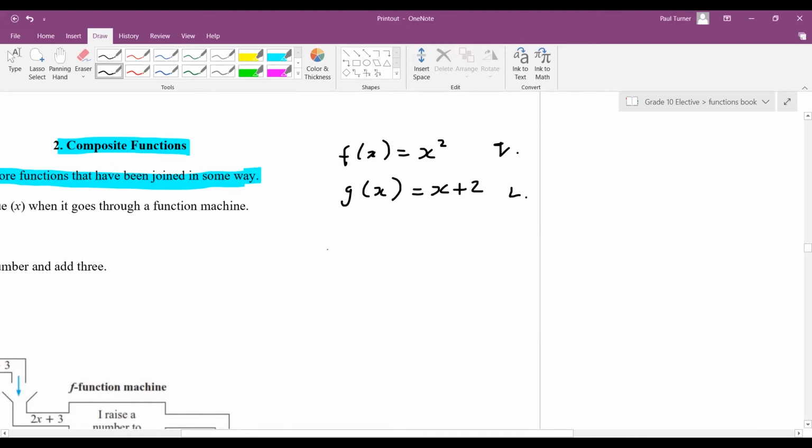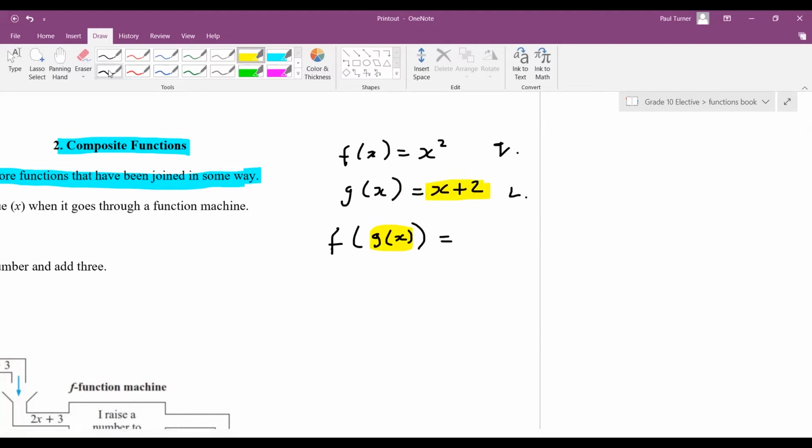Now, imagine I write the function like this, f(g(x)). Do you think you know what's going on here? Without reading the sheet, do you think you know what I'm going to do next? What do you think I'm going to do here, anyone? Any idea what I'm going to do? Can you see the g(x) is here? Yeah. And this is g(x), x plus 2.